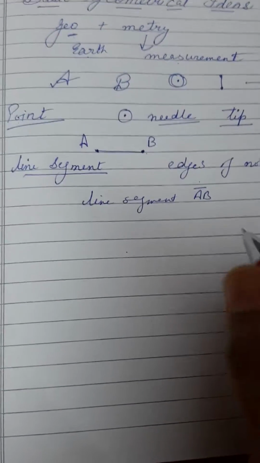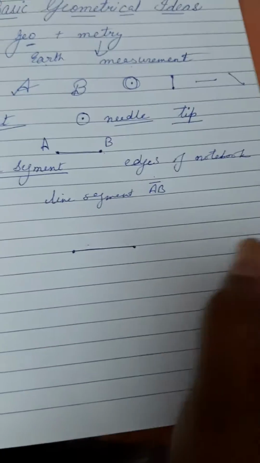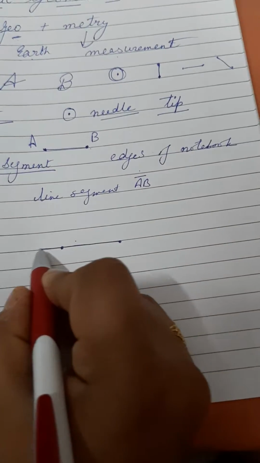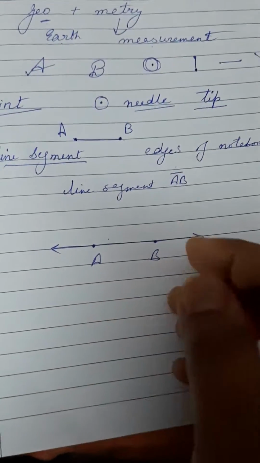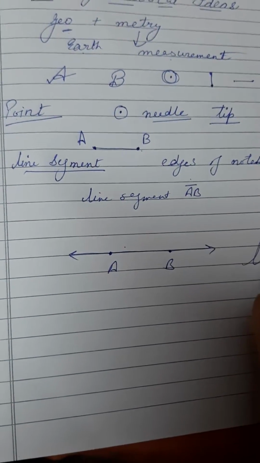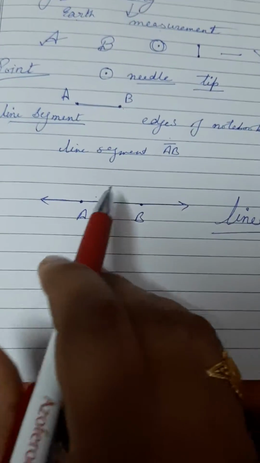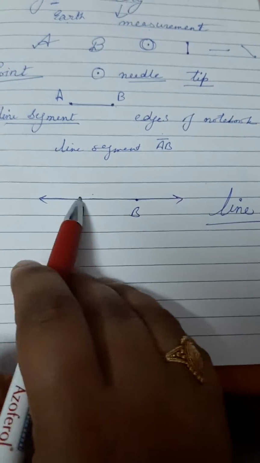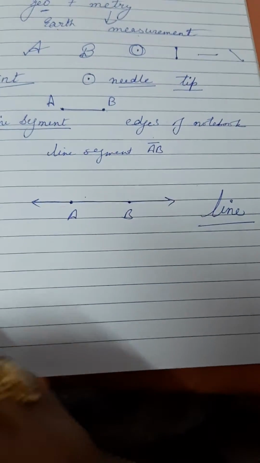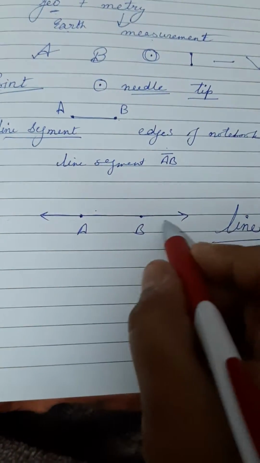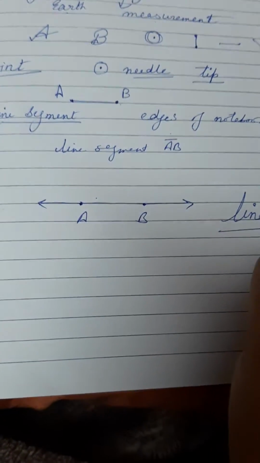After this, what if I extend these points, suppose I extend this here and this here. This is A and this is B. What does it become? It becomes a line. How does it become a line? Because now the line segment AB is extended to both sides, and it becomes a line, because it can be extended to any extent. We can extend it to any point, anywhere. So it will be called a line.